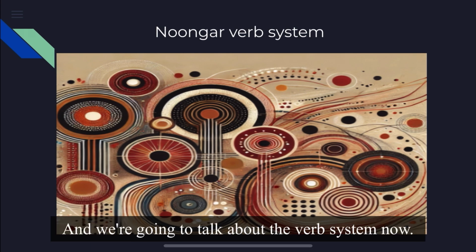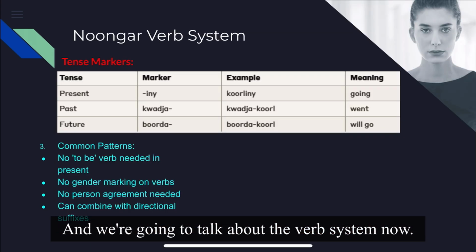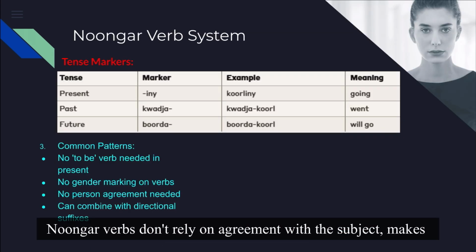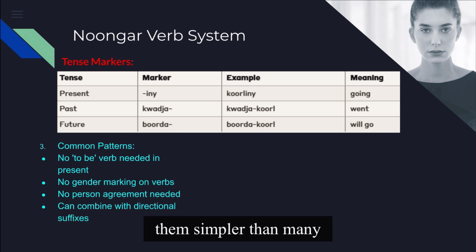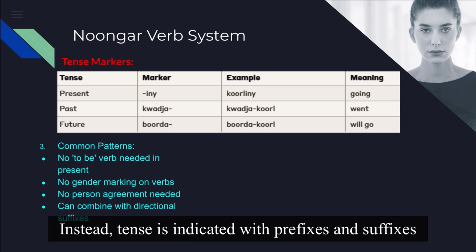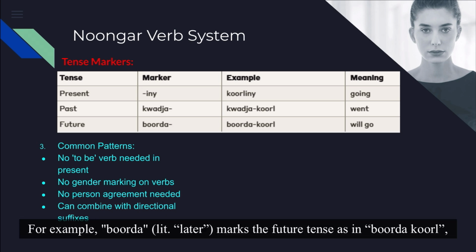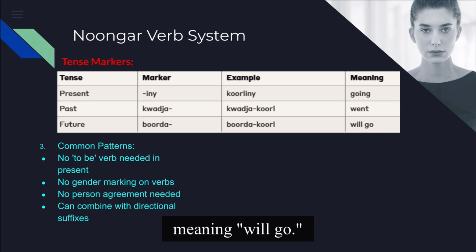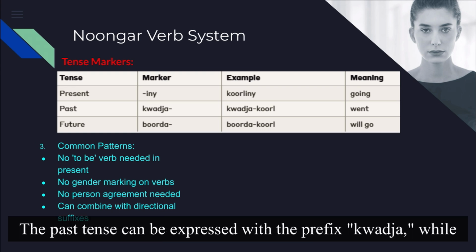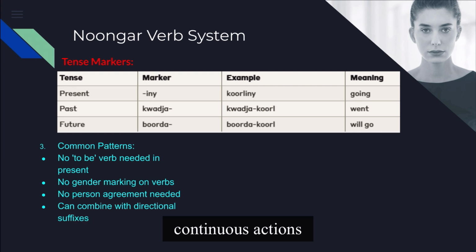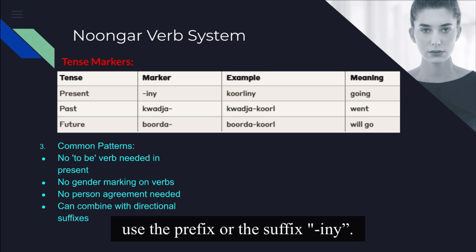And we're going to talk about the verb system now. Noongar verbs don't rely on agreement with the subject, making them simpler than many languages. Instead, tense is indicated with prefixes and suffixes exclusively. For example, borda marks the future tense, as in borda koro, meaning will go. The past tense can be expressed with the prefix kwaja, while continuous actions use the prefix or the suffix any.